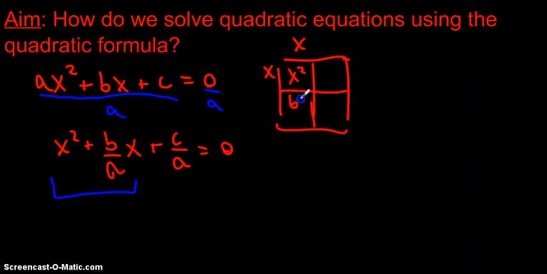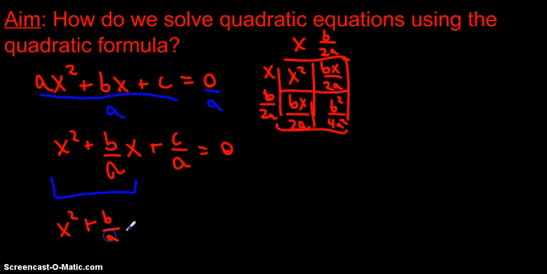So this is going to be bx over 2a, and this is going to be bx over 2a, making those both half of this term, dividing it up evenly. So that makes this piece b over 2a, and this piece is b over 2a as well. So the corner piece is half of this term, squared, so that'll be b squared over 4a squared.